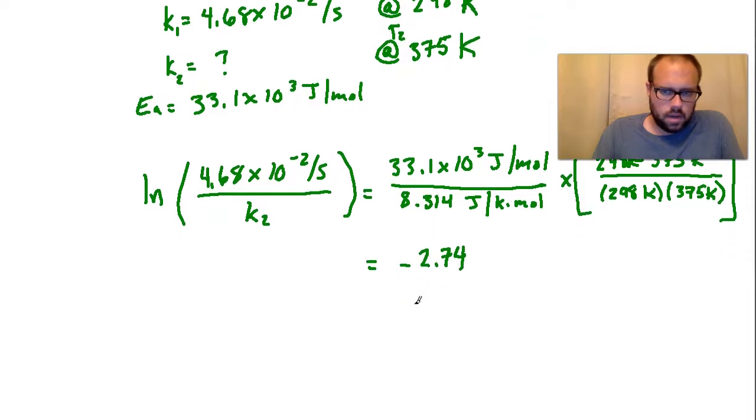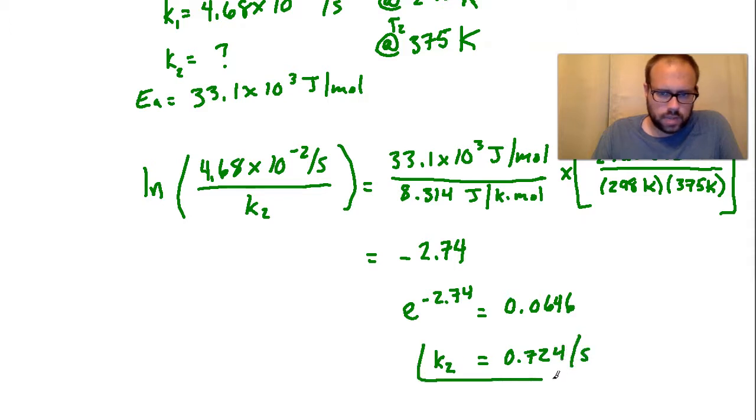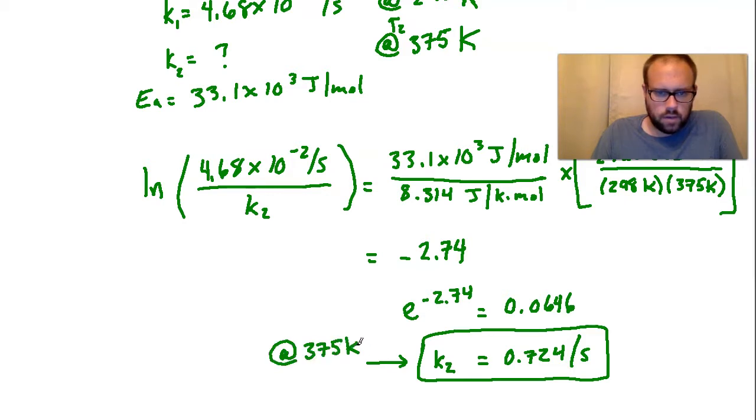So what I need to do then is take e to the negative 2.74, and that is going to equal 0.0646. Okay. Now keep in mind that this value is still going to be for 1 over K2, so I'm going to need to work with the inverse of that value. And if I do that, I'll end up with K2. And K2 is going to be equal to 0.724 per second. Okay, so this would be the new rate constant at 375 Kelvin. All right, and that will bring this lecture to a close.